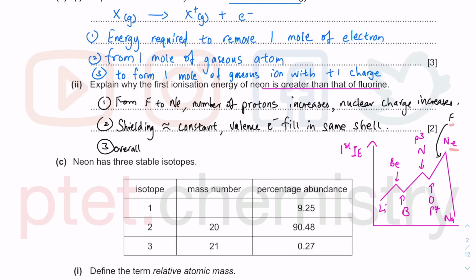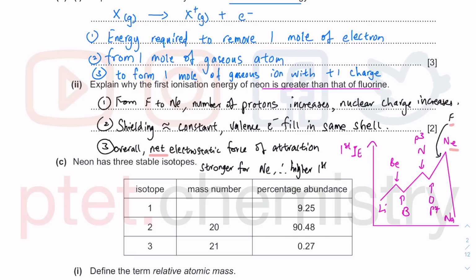Overall, the net electrostatic force of attraction, essentially the effective nuclear charge, that's why it's called the net electrostatic force of attraction, between the protons in the nucleus and the valence electrons, would be stronger for neon, therefore more difficult to remove. Higher first ionization energy, therefore higher first ionization energy.